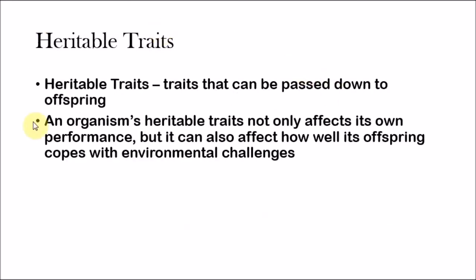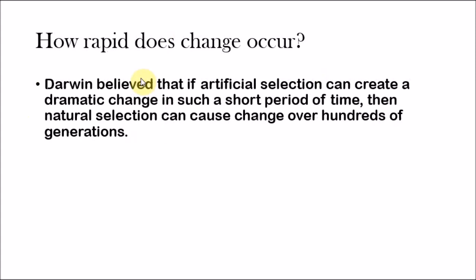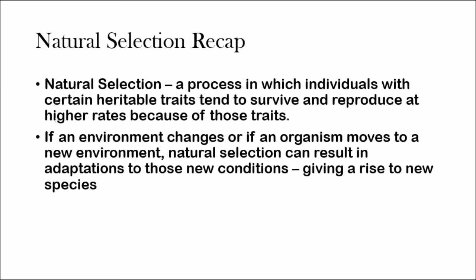Okay, pretty simple. And how fast does this change occur? Darwin believed that if artificial selection can create a dramatic change in such a short period of time, then natural selection can cause change over hundreds of generations. So natural selection does take a long time, but it does actually exist. Okay, so let's do a quick recap here. Natural selection, again, is a process in which individuals with certain heritable traits tend to survive and reproduce at higher rates because of those traits.